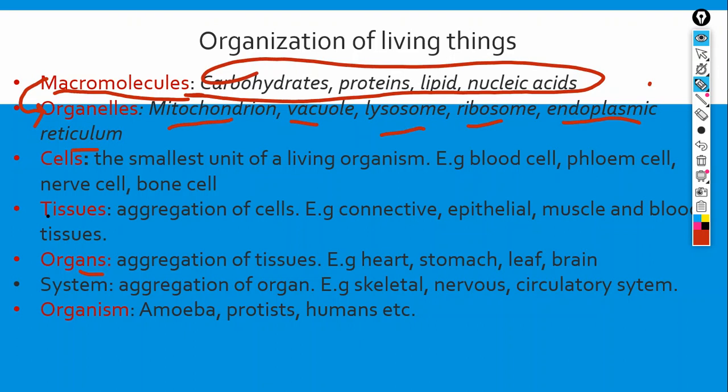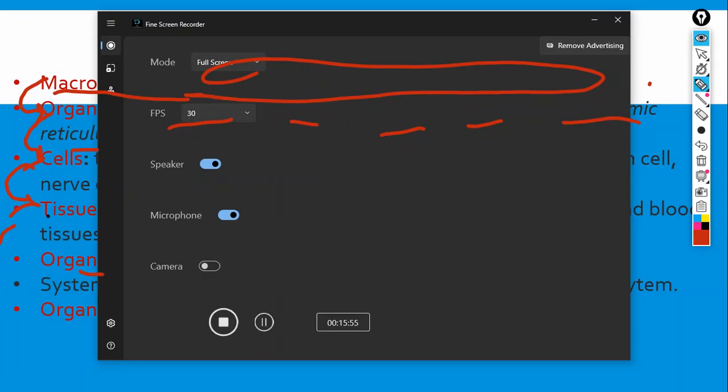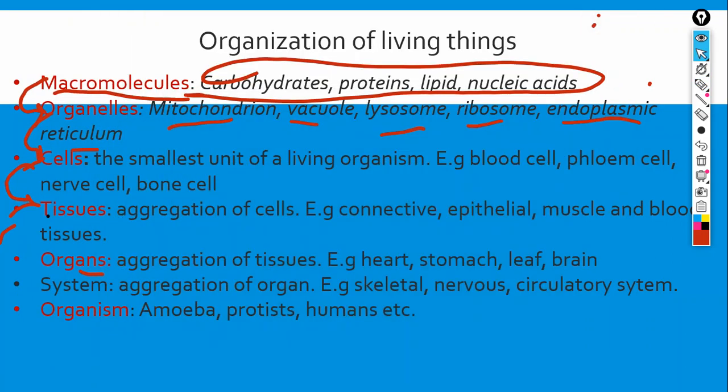and form various organelles. These organelles function together to form cells, and from cells we have tissues, and from tissues we have organs, and from organs we have systems, and before the organism. All right, so we've gone over this before.